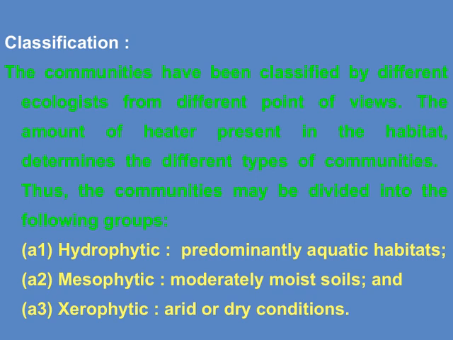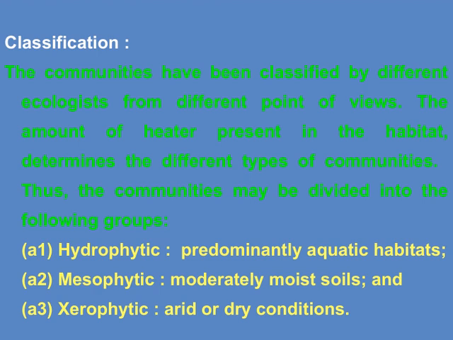Different ecologists have approached this classification from various perspectives, but a key factor they consider is the amount of heat or moisture present in the habitat. This environmental factor plays a crucial role in shaping the types of communities we observe. Essentially, the communities can be grouped based on their habitat conditions. First, we have the hydrophytic communities, which are found in predominantly aquatic environments. Think of ponds, lakes, and marshes. These communities are specially adapted to live in water or very moist conditions.